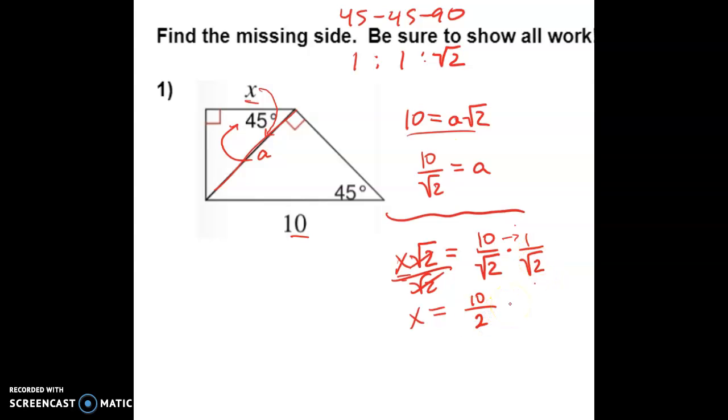And again, I just want to call attention to don't rationalize in the middle of a problem, because sometimes stuff cancels anyway in the end, and we're just doing extra work when we don't necessarily have to. So I got 10 over 2. Go through and simplify, and my x is 5.